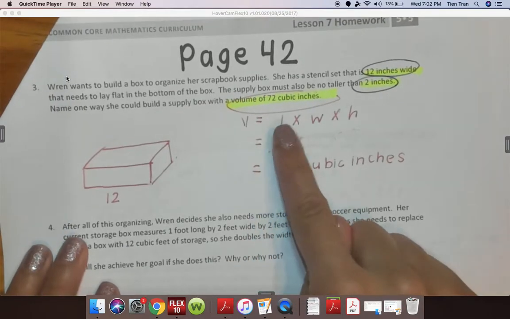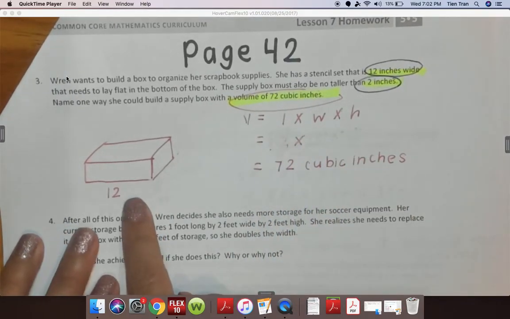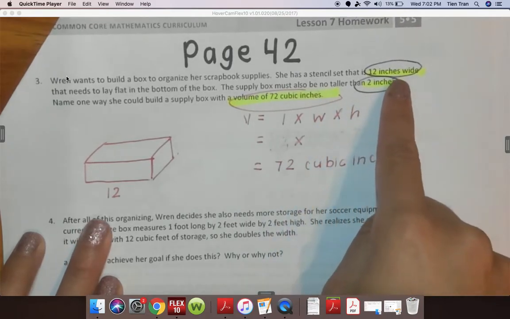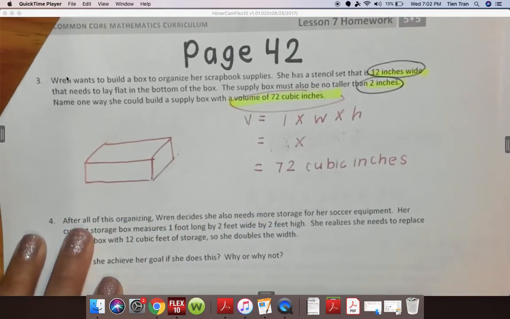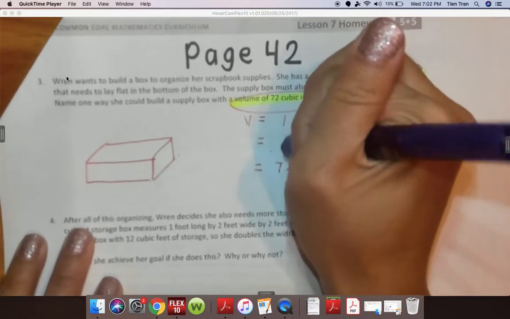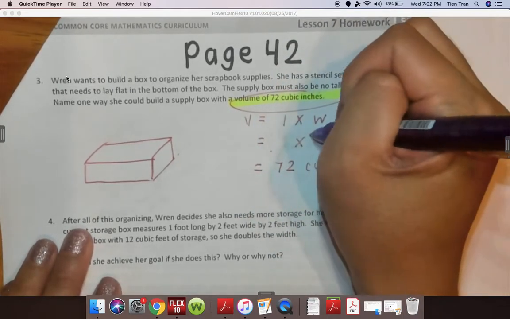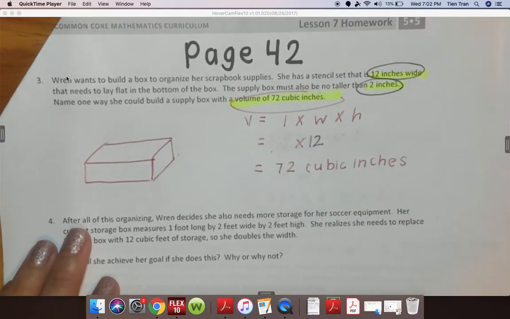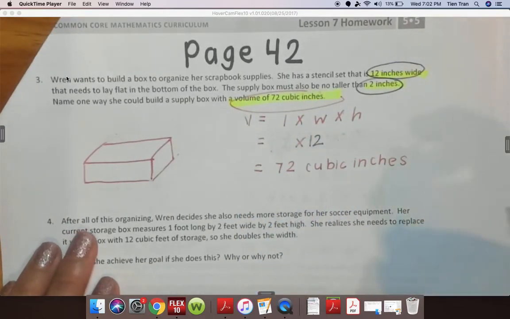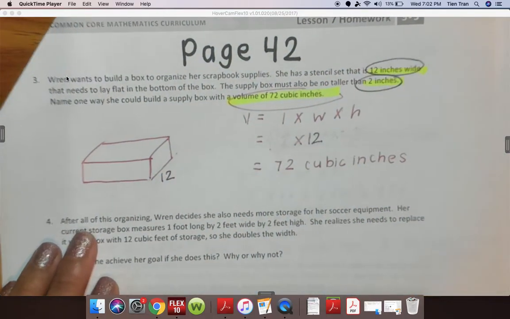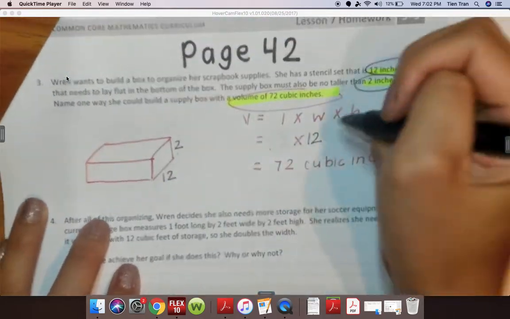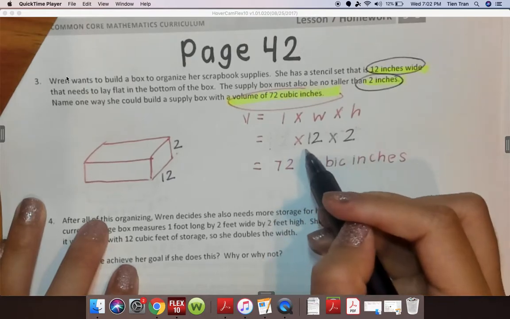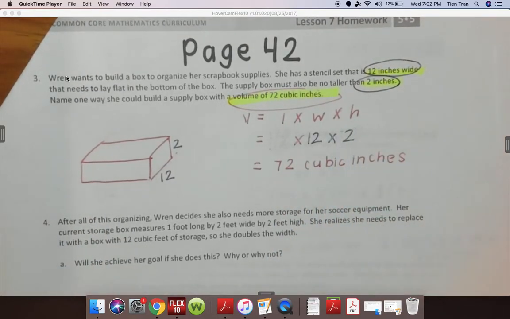Okay, so I have length times width times height, and I drew right here my length, which it says 12 inches wide. Oh, that's going to be my width because it's 12 inches wide. And then it says the supply box must be no taller than 2 inches. So this is 2 inches for my height. Okay, so 12 times 2 is equal to 24.